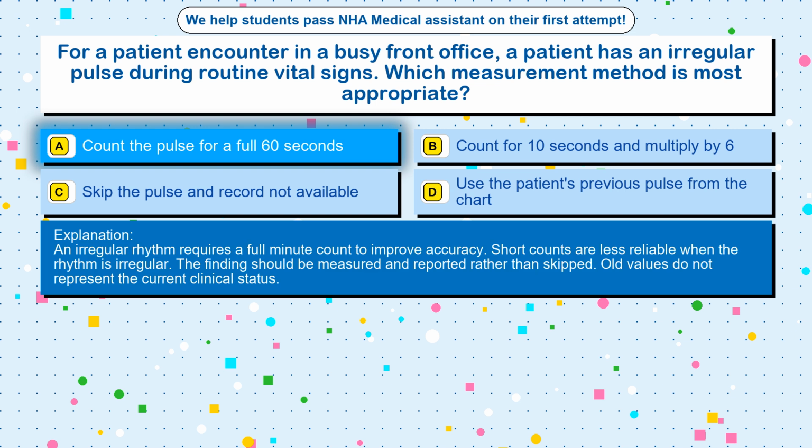An irregular rhythm requires a full minute count to improve accuracy. Short counts are less reliable when the rhythm is irregular. The findings should be measured and reported rather than skipped. Old values do not represent the current clinical status.